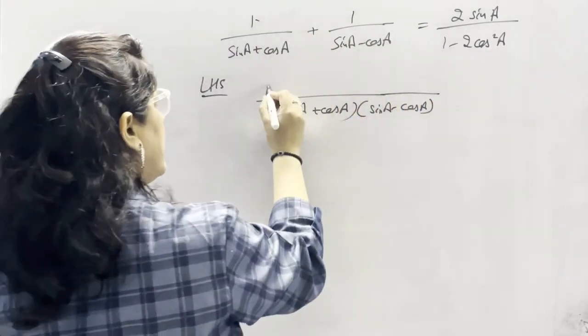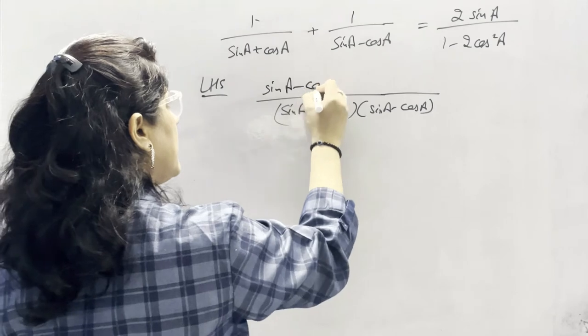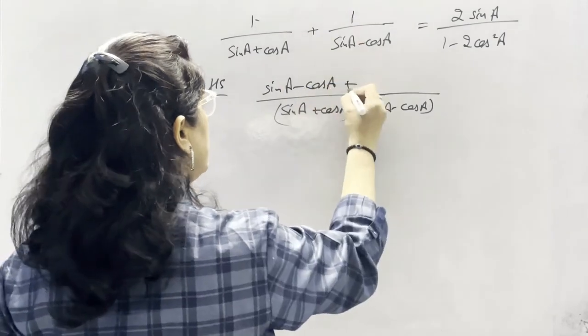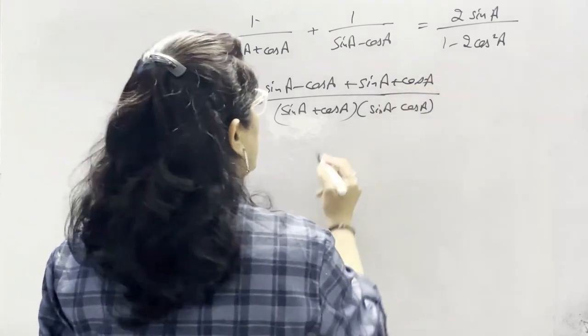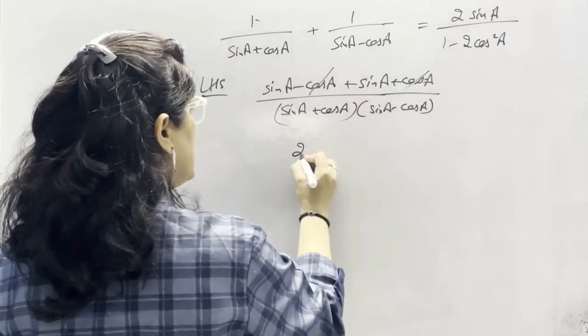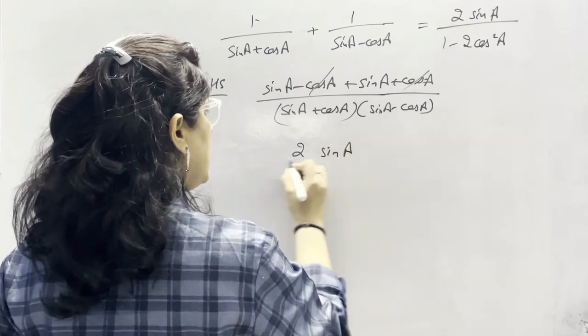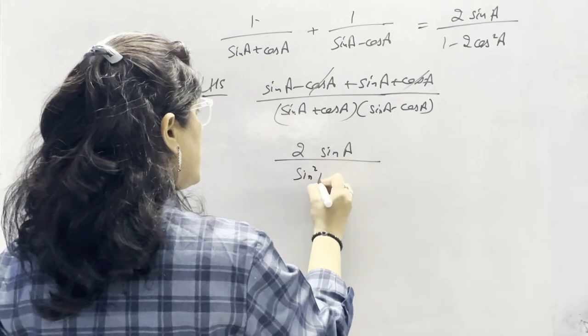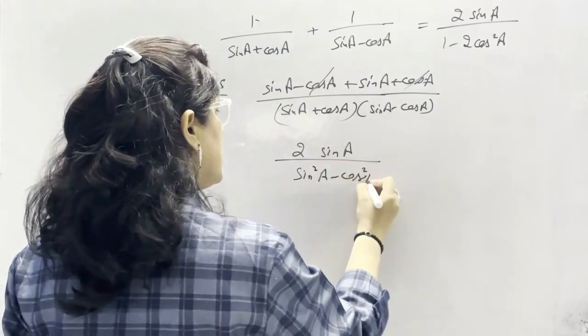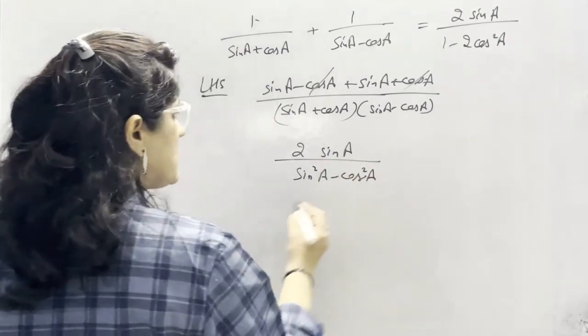So multiplying with 1 we will get sin A minus cos A, and here we will get sin A plus cos A. So cos A and cos A is cancelled. So 2 sin A. In the denominator we will get A plus B, A minus B. So A square minus B square. Sin square minus cos square.